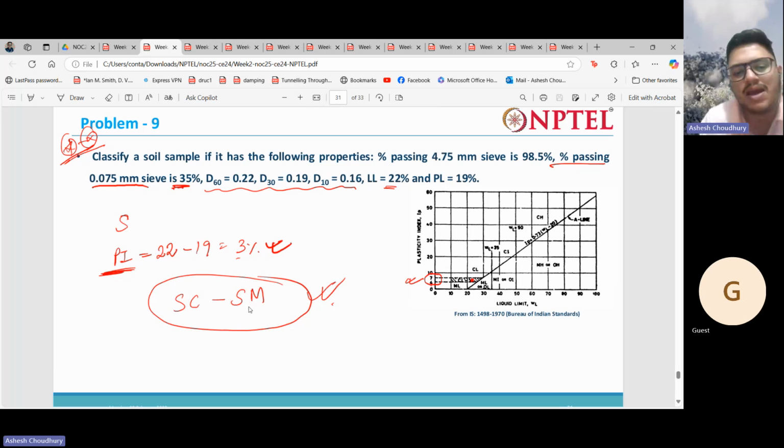So it can be either SM. You can write it either as SM or SC-SM, because it's just very close to this part. That's why it's better that you use a dual classification. Even if you write SM, it's correct. Even if you write SC-SM, it's correct, because it's falling very close to this part.